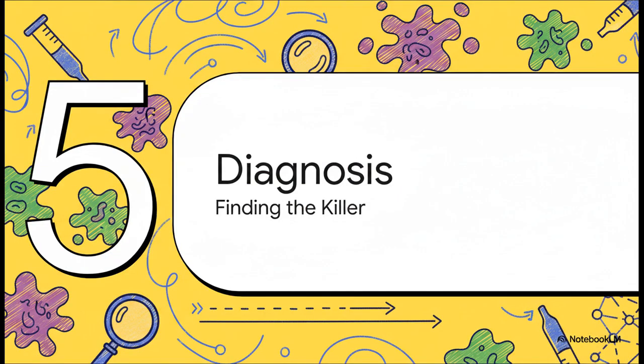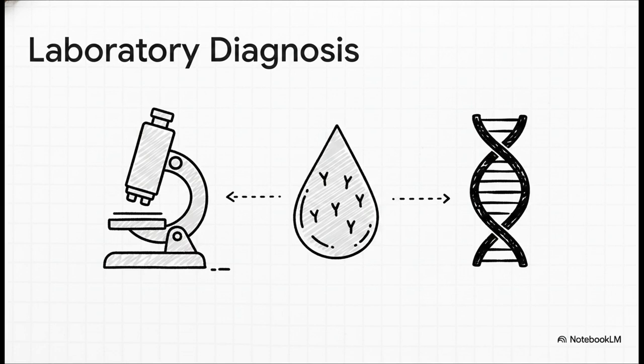Section 5. Diagnosing the microscopic killer. The laboratory detective work required to diagnose amoebiasis is definitely multi-layered. First up, there's microscopy, where we use fresh stool wet mounts or permanently stained preparations, like trichrome stains, to spot the cysts or trophozoites. Then you have serology, using indirect hemagglutination or EIA tests to detect specific antibodies or antigens.